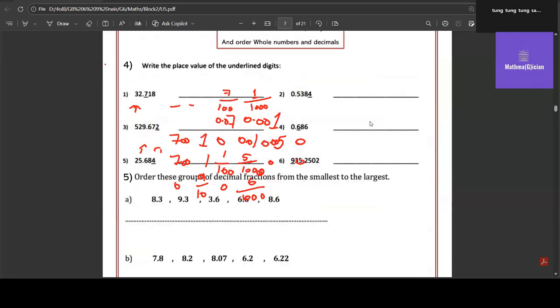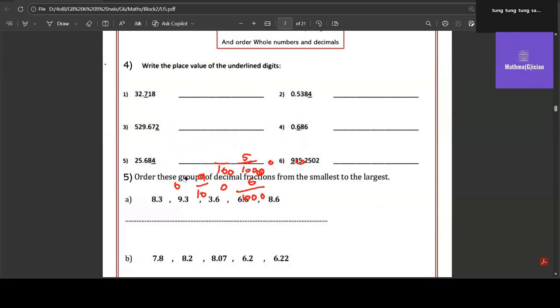Write the place value of the underlined digits. The place value, like which place? Is it tens, hundreds, ones, thousandths, whatever? The underlined digit here is 7, which is after the decimal point. So the place value of 7 will be tenths. And if he's asking about the value, it will be 0.7.